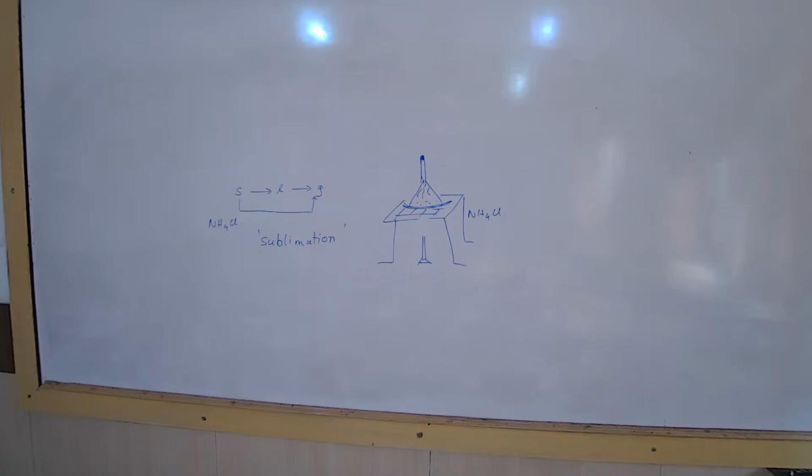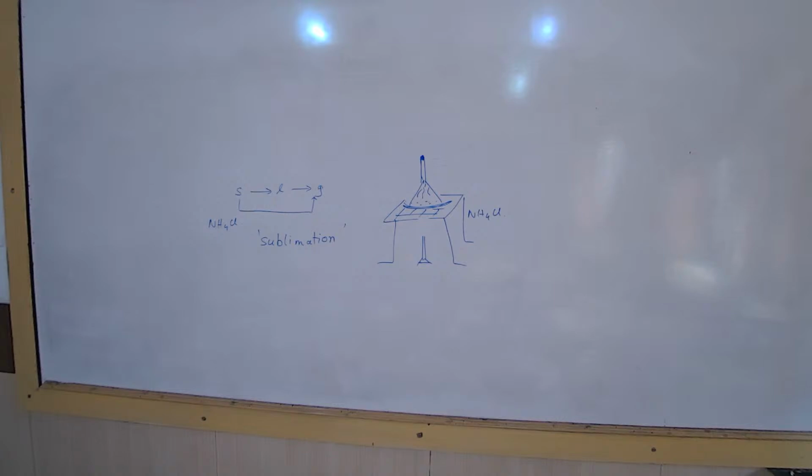Nishad, did you write? NH4Cl. That is your ammonium chloride. Okay. The other example is camphor. Write down camphor also.